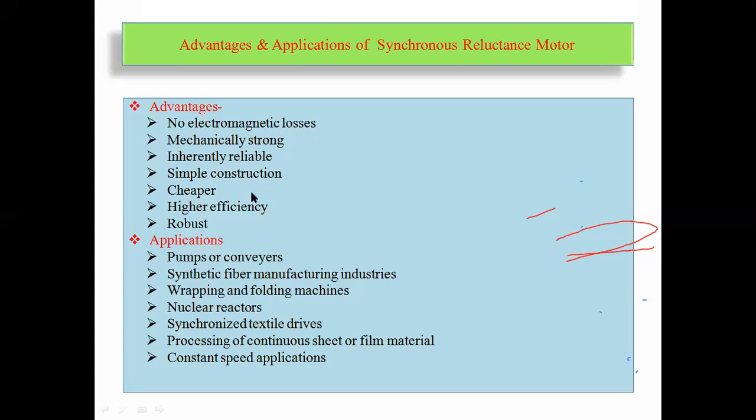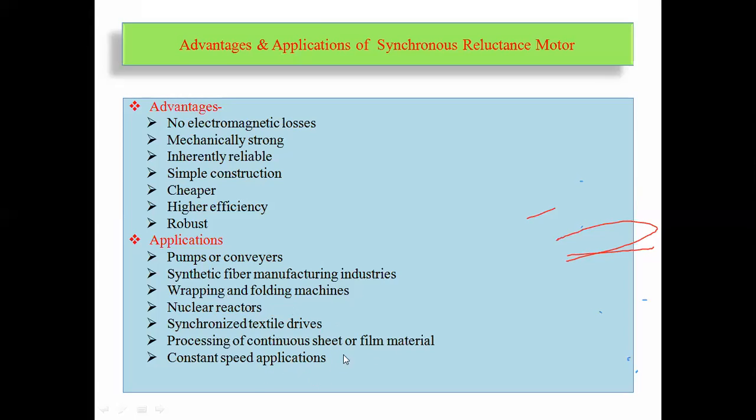Simple in construction, cheaper in cost compared to induction motor. It has a high efficiency because there are no windings, so I2R losses are minimized, and it has a robust construction. So basically these motors are used in pumps or conveyors, synthetic fiber manufacturing industries, wrapping and folding machines, nuclear reactors, synchronized textile drives, processing of continuous sheet or film materials, and constant speed applications.